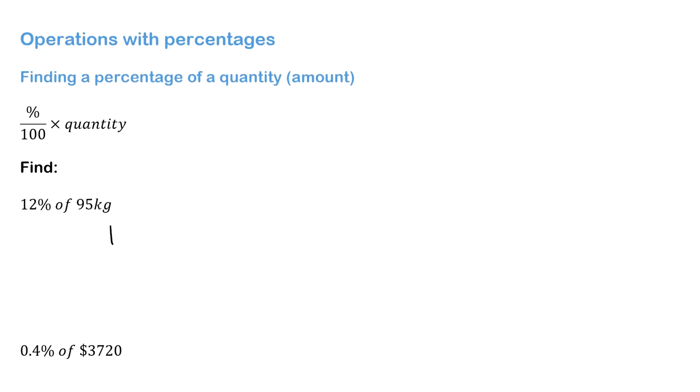So for example, if we're trying to find what 12% of 95 kilograms is, we have our percentage. We put that over 100, so 12 over 100. And we times this by the quantity or the amount, so 95. We can put that in the calculator and we get 11.4 kilograms. So 12% of 95 kilograms is 11.4 kilograms.